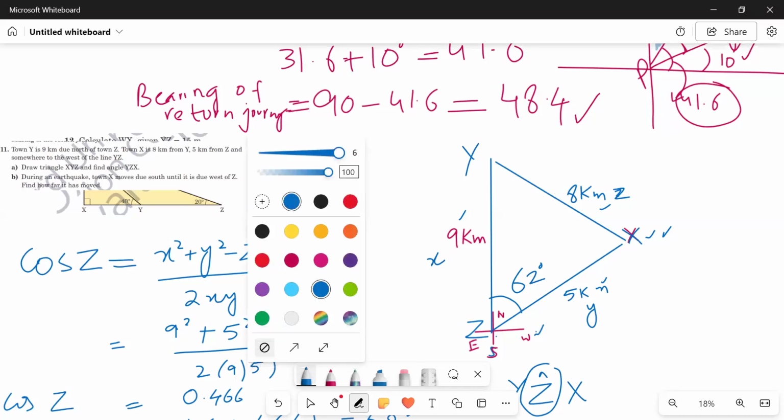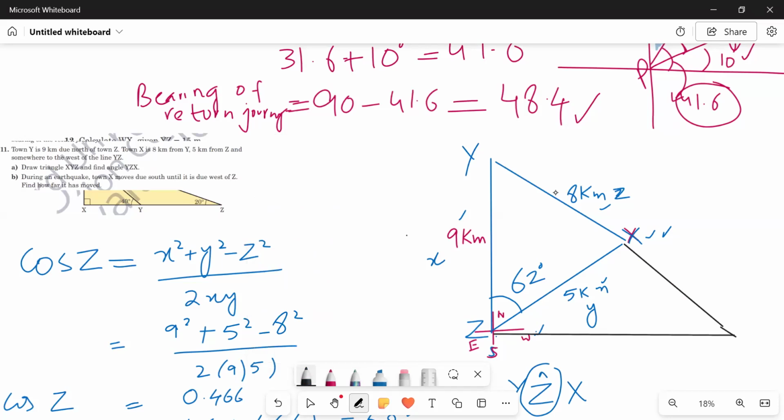Okay. Now the next part: X is moving down, that is south, to the west of Z, due to the earthquake. Now we have to find how far it has moved. If we suppose this is A, then we have to find this distance, meaning how far it is coming down.